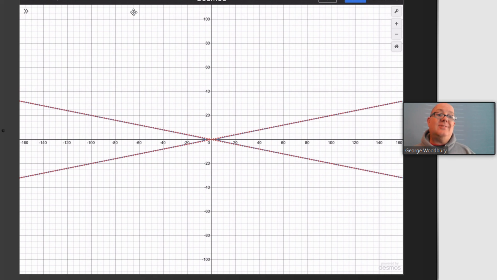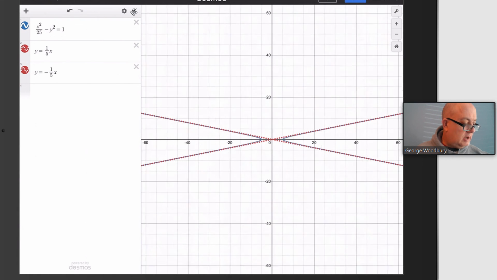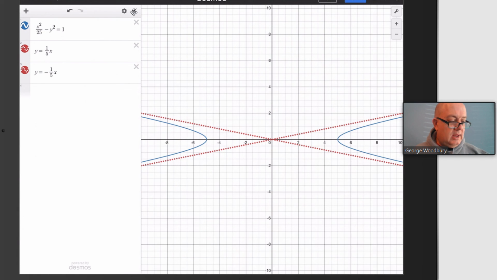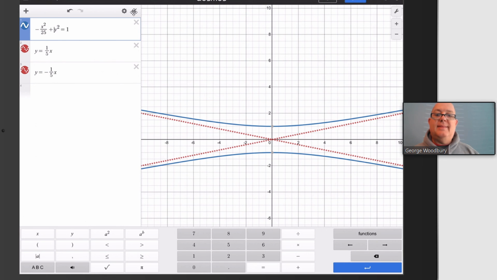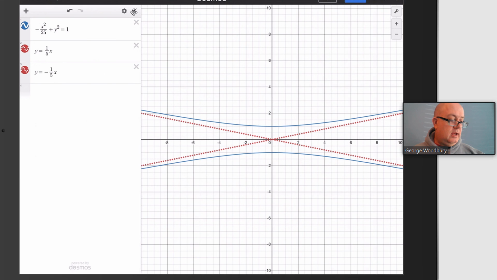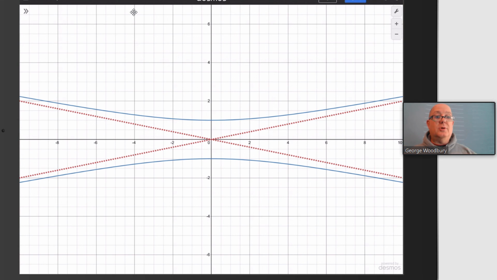All right, that's it for this type. In the next video, we'll talk about hyperbolas that open upward and downward instead. And let me get back to the home screen. If I change the signs of these two terms, that's what we get. We'll get a hyperbola that opens upward instead of sideways.